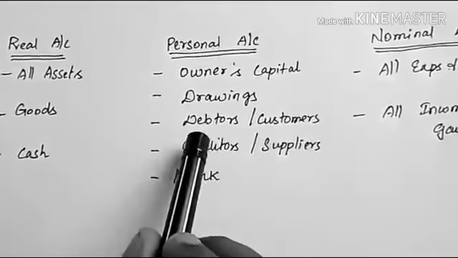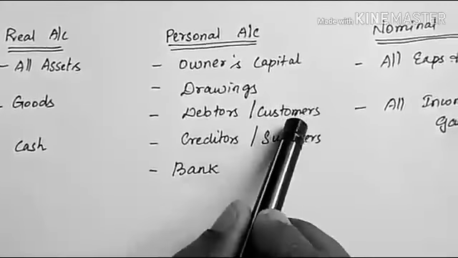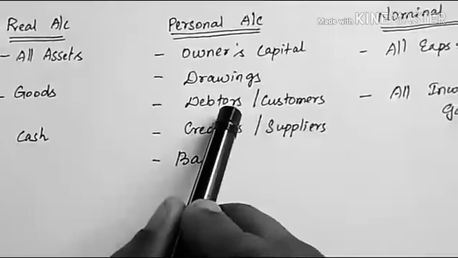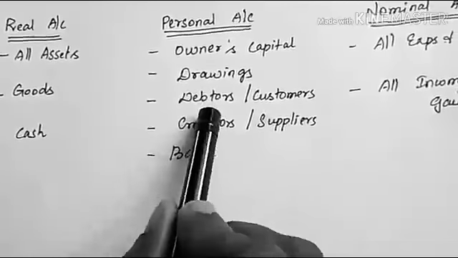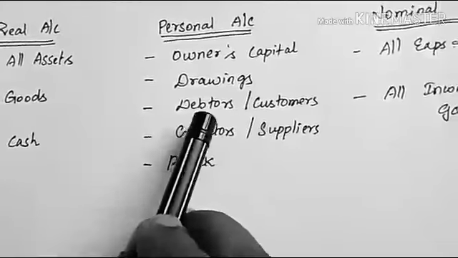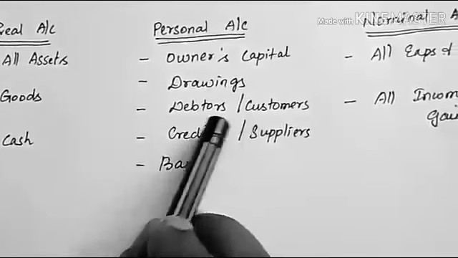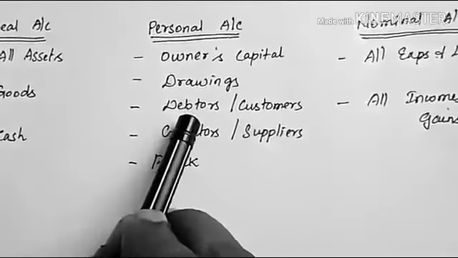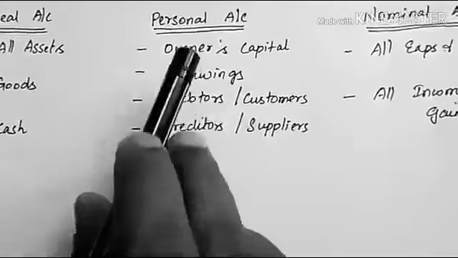Okay, then next one is debtors. Debtors means customers. A customer is a person who receives benefit from the company without paying any money. In future they are going to make payment to the company. Till such time they are called debtors. They are due to the company. That also comes under personal account.